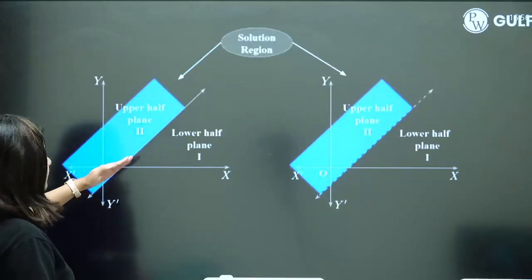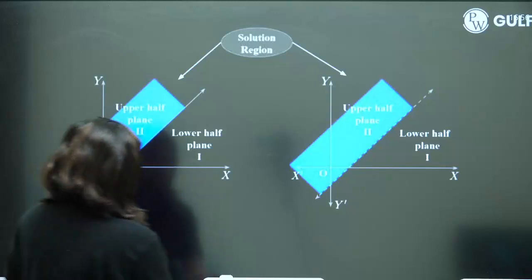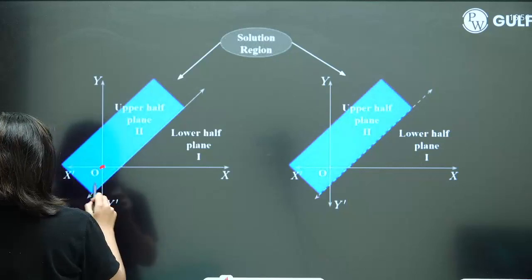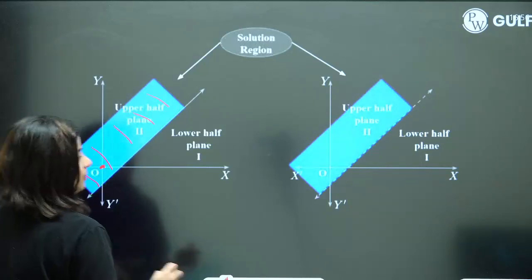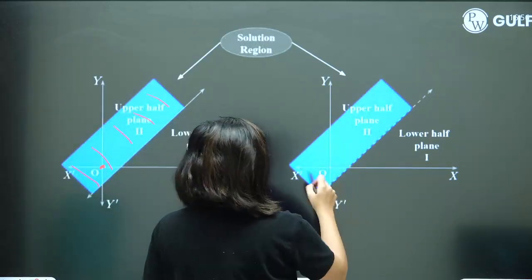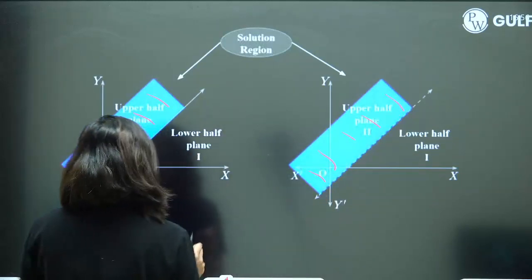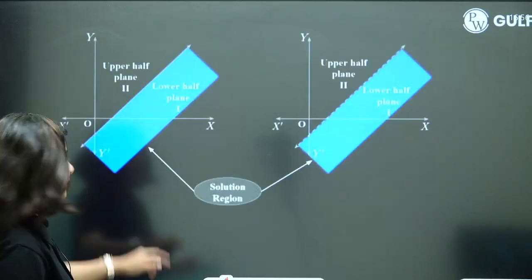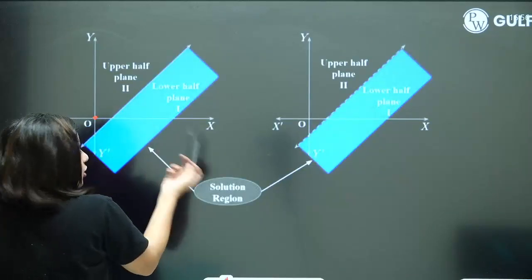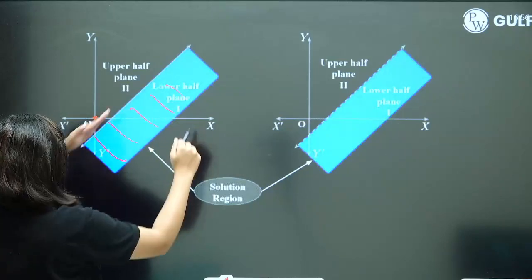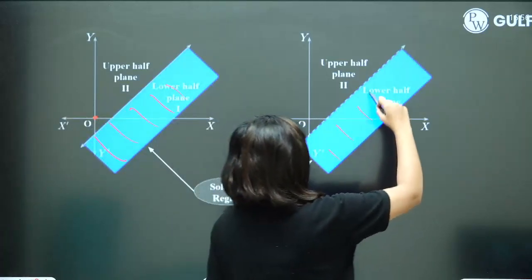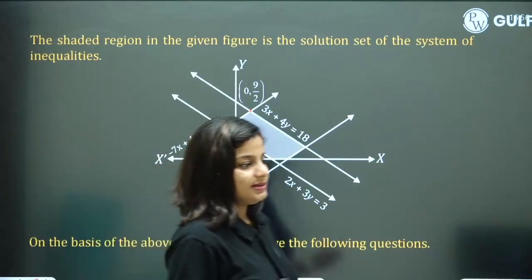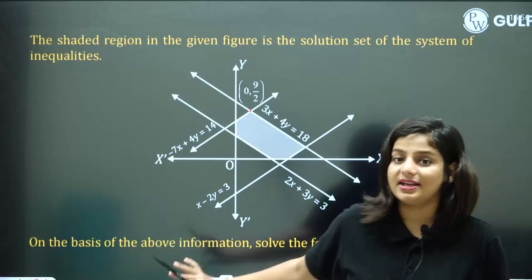For example, if you have picked up the origin and the origin has satisfied the inequality, the solution is towards the origin. But if the origin does not satisfy the inequality, the solution will be away from the origin. Now whatever I am saying, let's understand it with the help of a case study question.